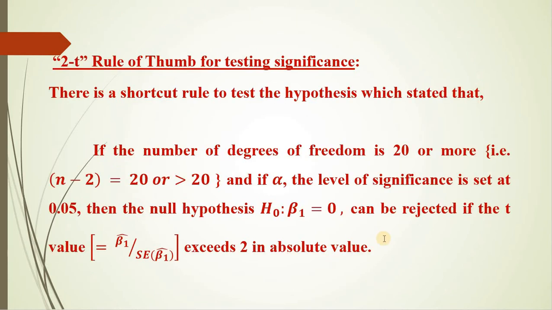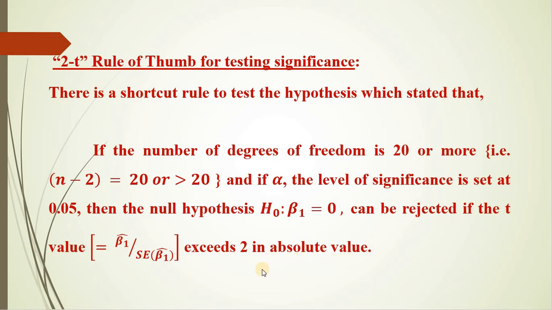There is a shortcut rule of testing of hypothesis, the 2t rule of thumb for testing significance. So there is a shortcut rule to test the hypothesis. We stated that if the number of degrees of freedom is 20 or more, that is n minus 2 is equal to 20 or greater than 20, and if alpha, the probability level of significance, is set at 0.05, that is, if the probability level of significance is 5%, then the null hypothesis beta 1 equal to 0 can be rejected if the t value exceeds 2 in absolute value.